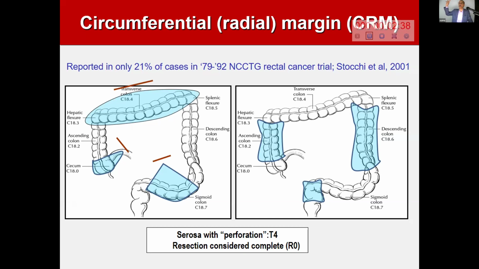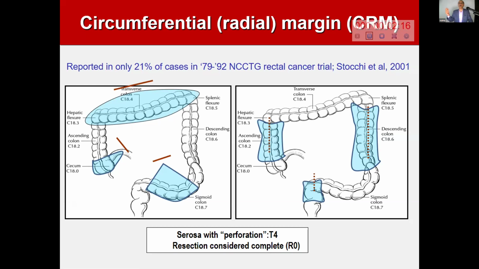So radial and mesenteric are the same at those three sites. In the right and left colon, the anterior and lateral parts are covered with peritoneum. So this whole blue on either side is peritoneal covering. And then the posterior aspect sits right against the retroperitoneal soft tissue. So the posterior part is a true radial margin.